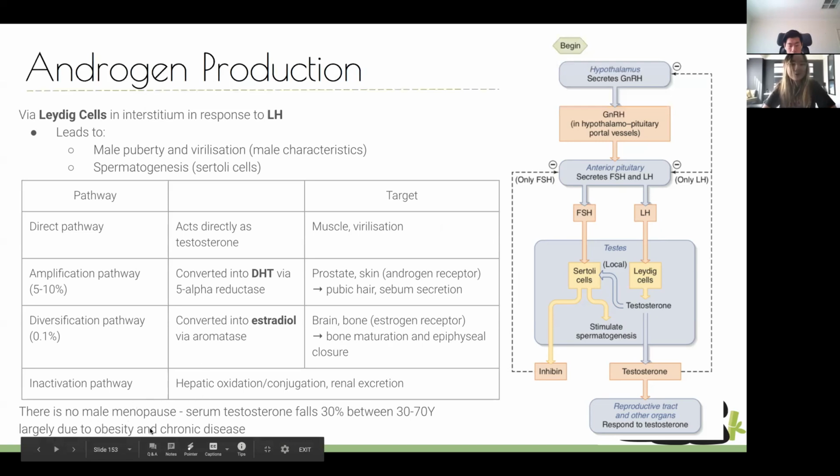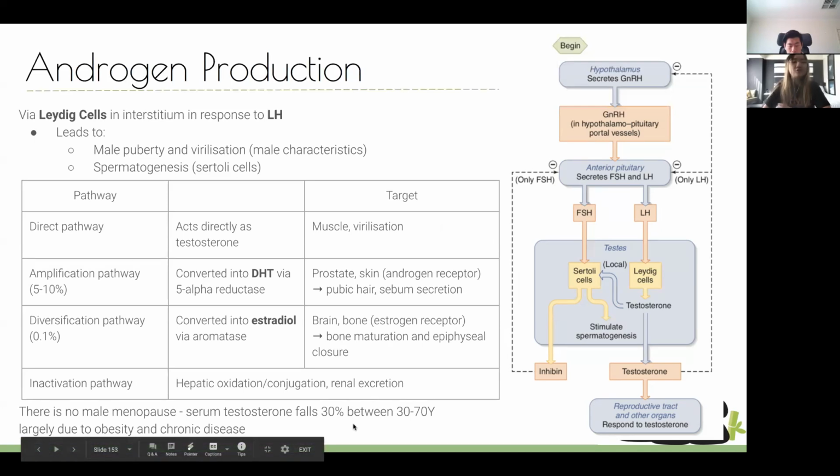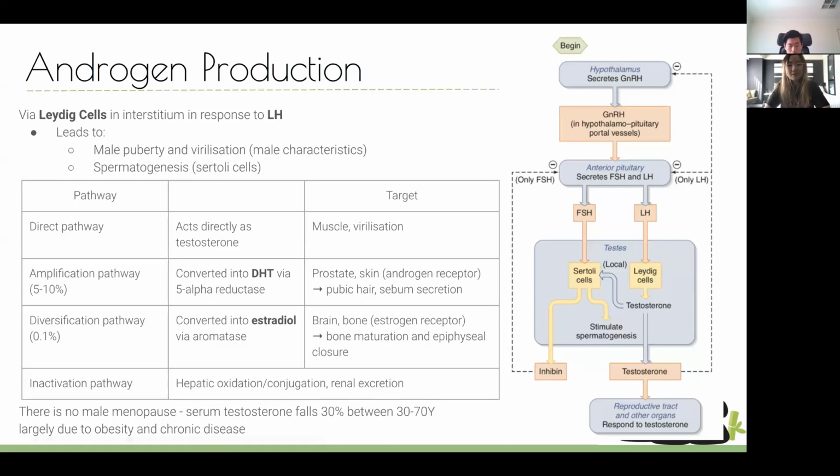Remember, there's no male menopause. Serum testosterone falls 30% between the years of 30 to 70, but that's largely due to obesity and chronic disease. It shouldn't really happen if you're just like a happy chap, healthy individual.